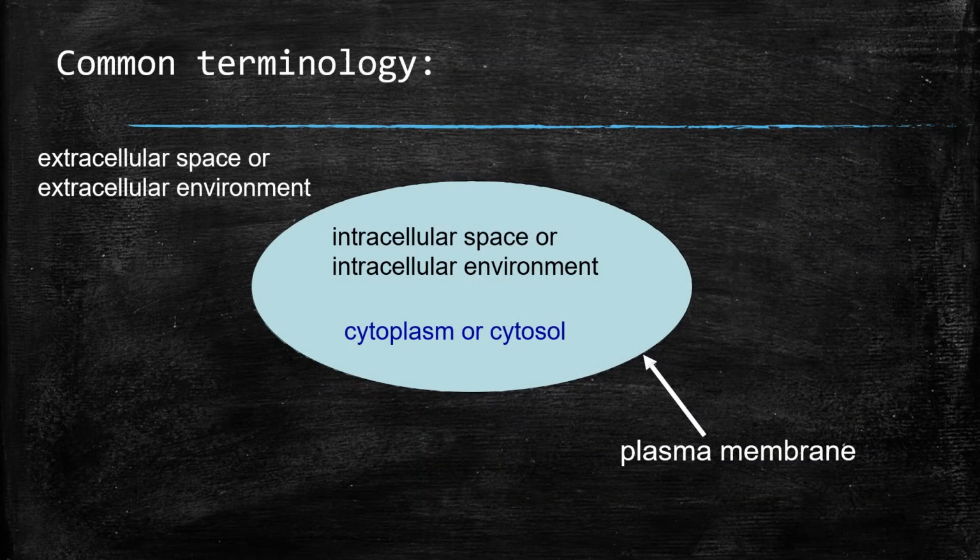So let's make sure that we have our terminology correct. This is just some common terminology when you're talking about cells. For example, let's say this blue oval is our cell. Anything outside of it we would call our extracellular space or our extracellular environment. Everything within the blue oval would be the intracellular space or intracellular environment, which is where our cytoplasm, also called cytosol, is. And what divides the extracellular space from the intracellular space is our plasma membrane.